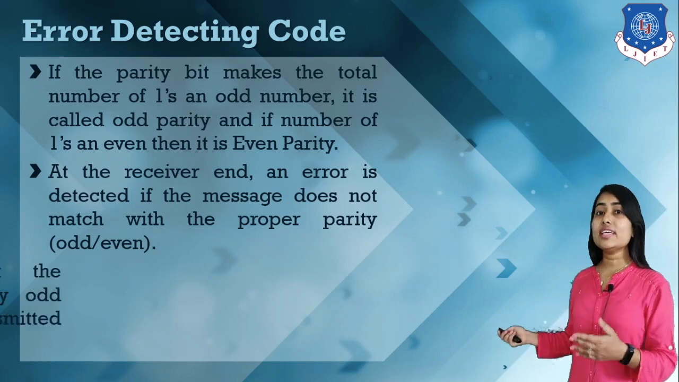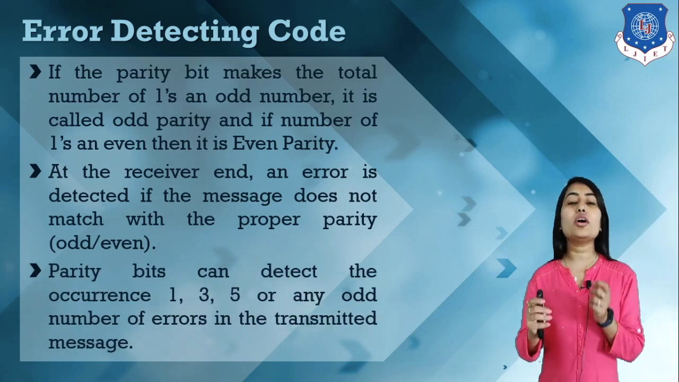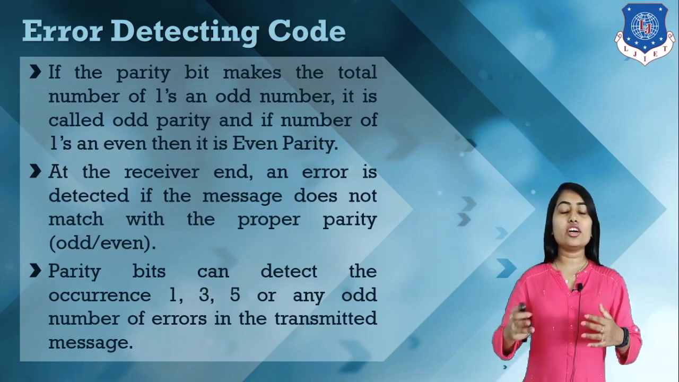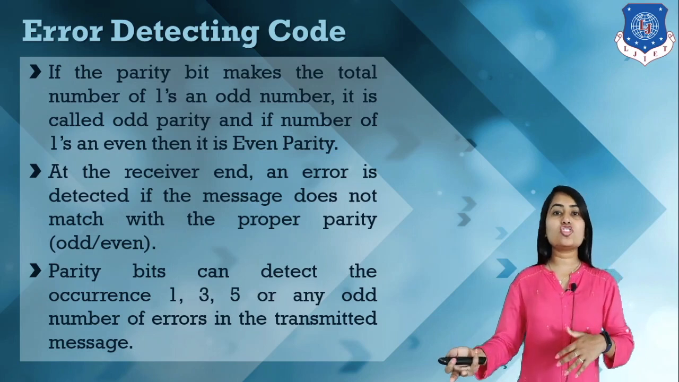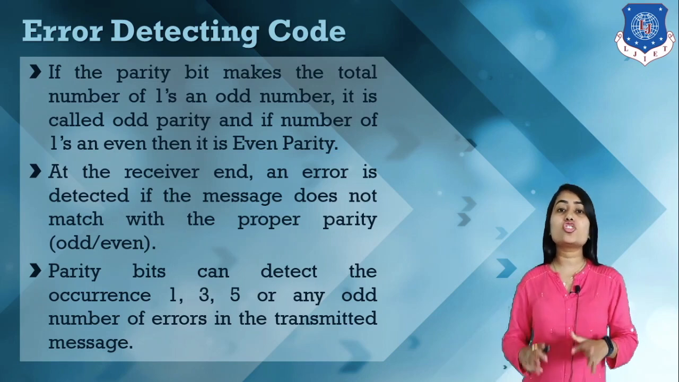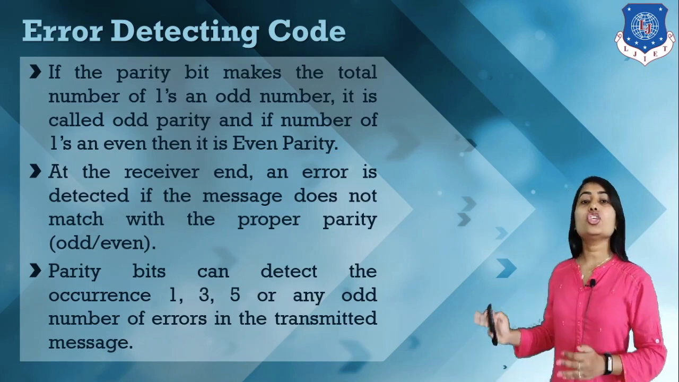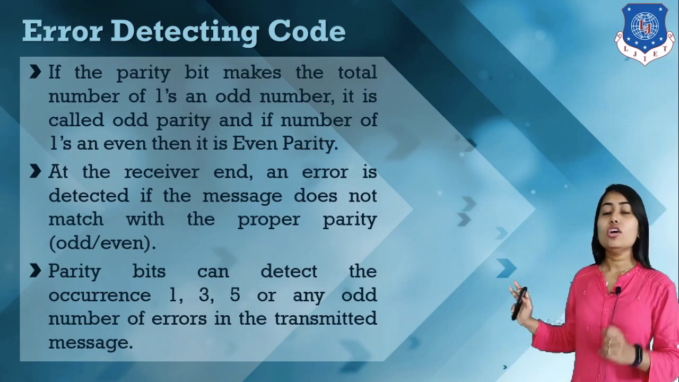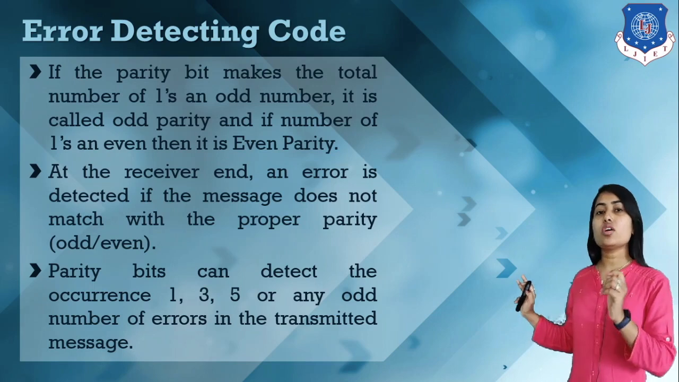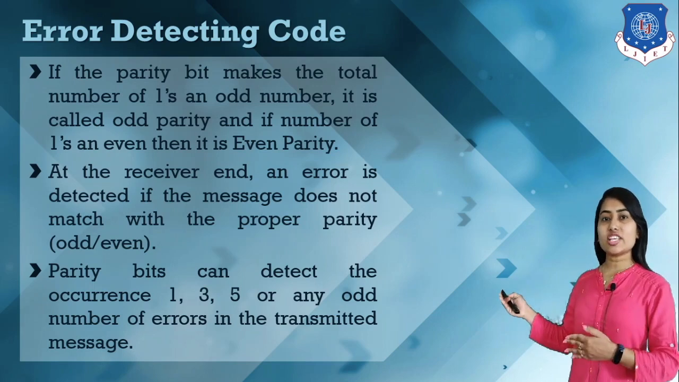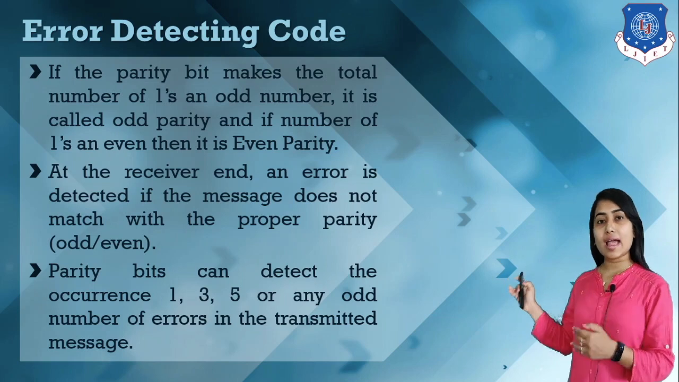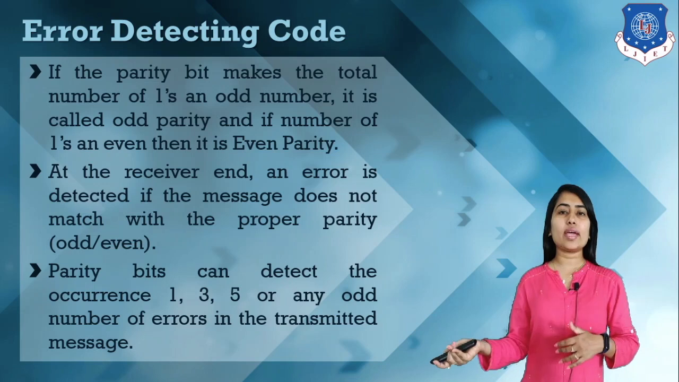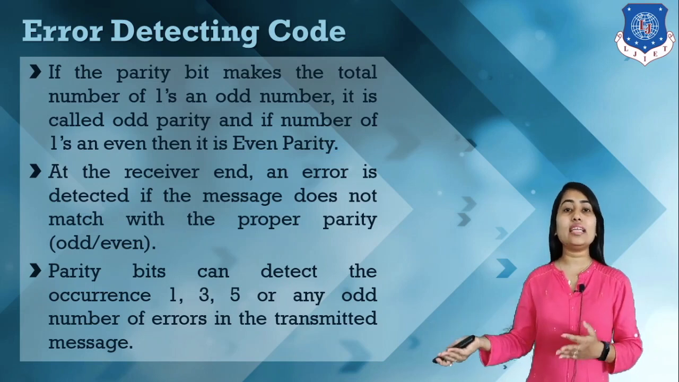It is possible to detect an odd number of bit errors, that means if we have a single bit error, or a 3-bit change, or a 5-bit change, we can detect the error using this concept of error detecting code. So if we add 1 extra bit, which is our parity bit, transmitted along with the information, and a single bit error occurs, it is quite easy to identify that an error occurred.